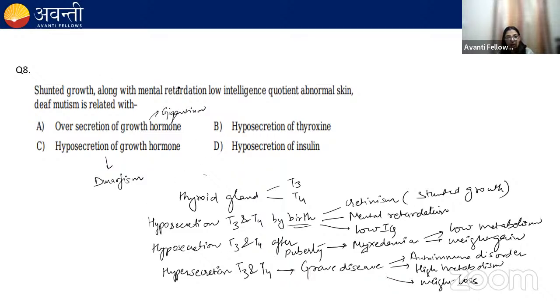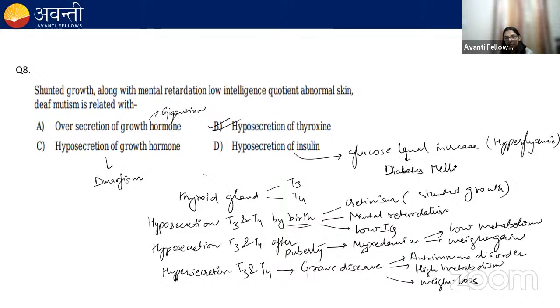So stunted growth along with mental retardation, low intelligence quotient, abnormal skin, deaf mutism is related with the hyposecretion of thyroxine. Hyposecretion of insulin: if the insulin is secreted in a very low amount, that means the glucose level will increase. That means it will lead to a hyperglycemic condition. And the disease is known as diabetes mellitus. Remember these points.